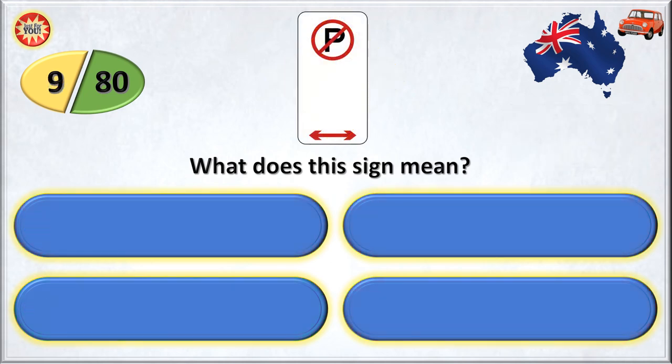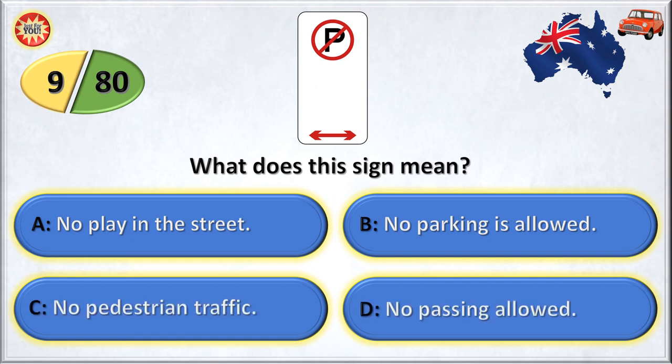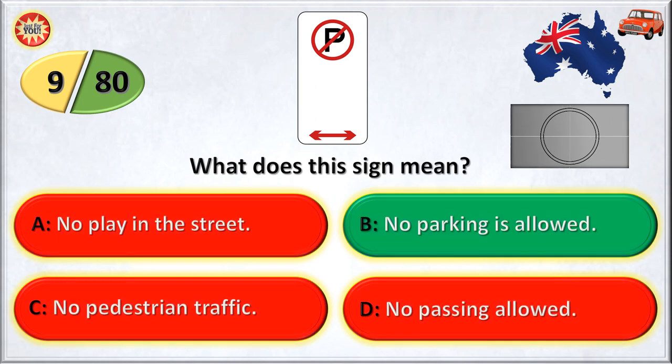What does this sign mean? No play in the street. No parking is allowed. No pedestrian traffic. No passing allowed. No parking is allowed.